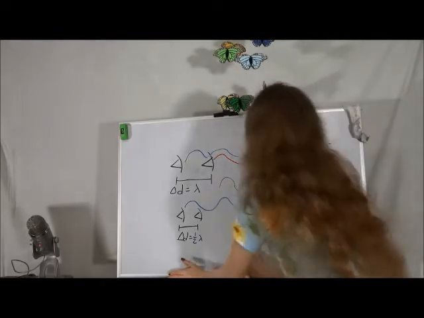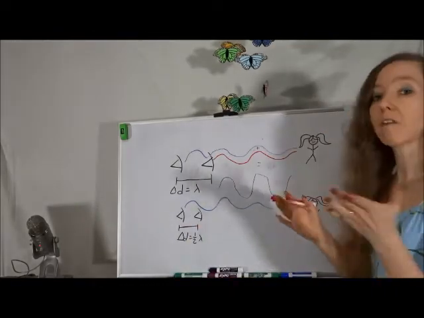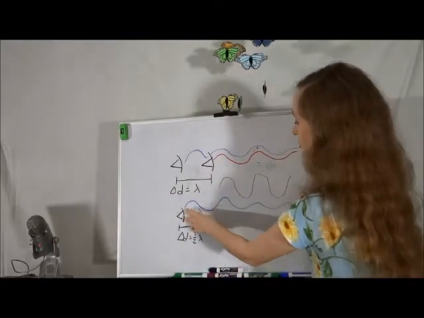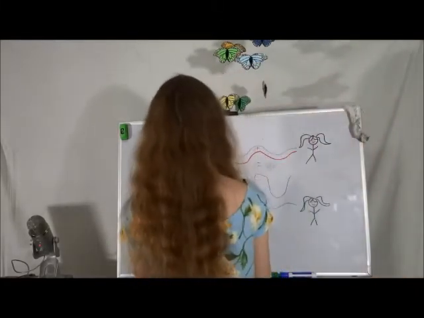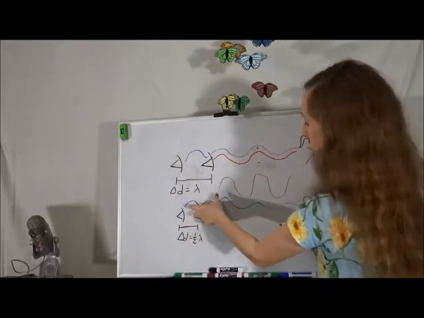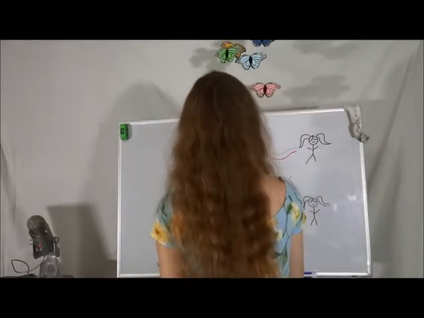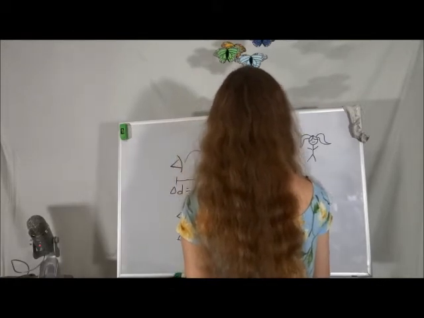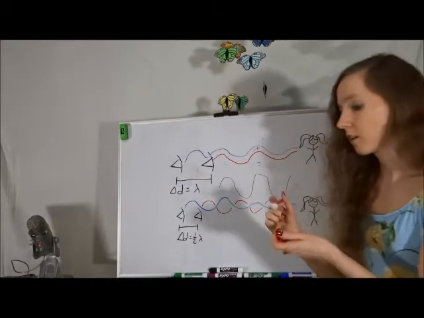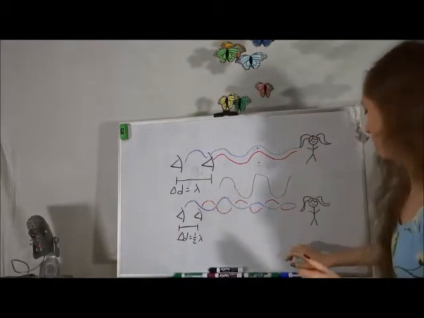Now the red wave is starting off half a wavelength shifted over from the other one. So it's starting at the same place, but it's going to be shifted by half a wavelength. It starts out with the same shape as this one, but they're half a wavelength apart. So where there's a peak on one, there's going to be a trough on the other, and vice versa. So these end up canceling each other out.